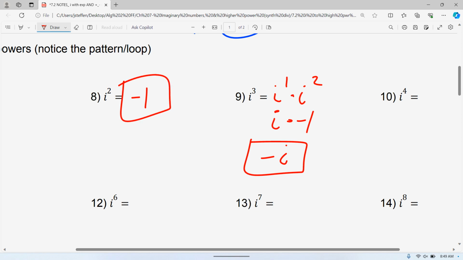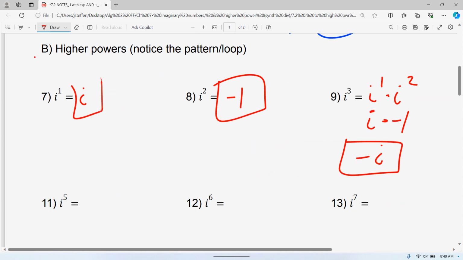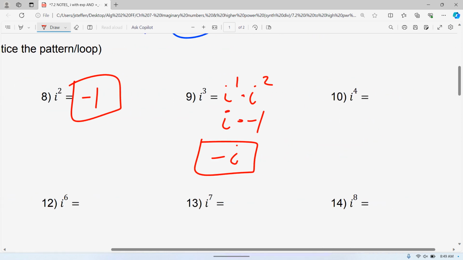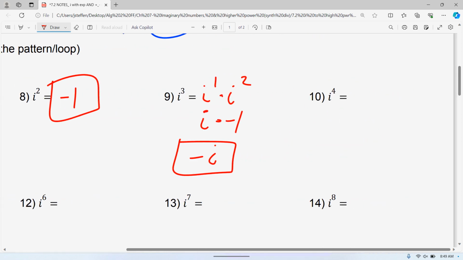So again, with a quick recap, i to the first is i, i to the second is -1, i to the third is -i. Now again, there's a couple other ways to look at that, and if you need to do that math, you're more than welcome to, but I think if I were you, I would memorize i to the third is -i. However you need to do that, if you need to do flashcards or write it down 100 times, I think it's going to be best to memorize that.